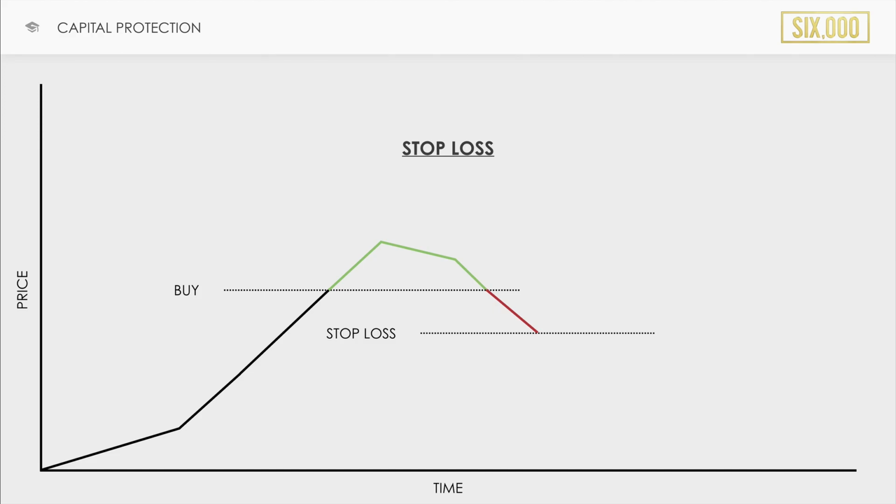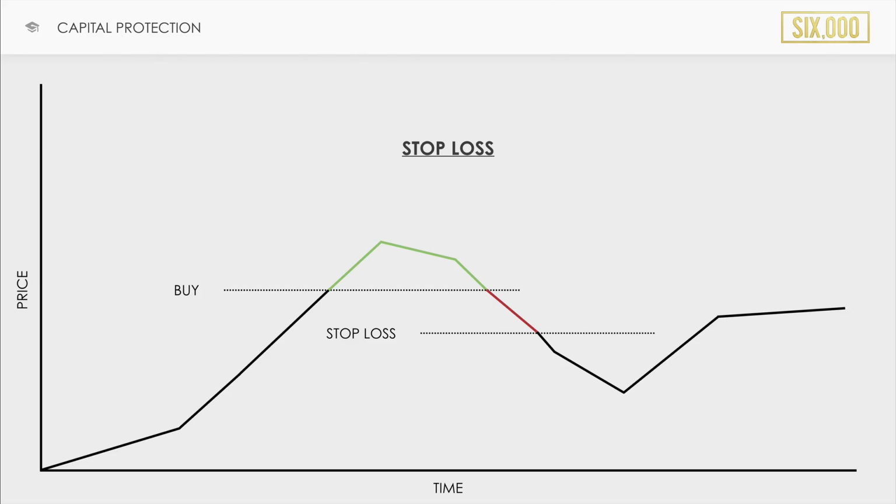So let's say it's Great Britain pound Japanese yen. You entered at 150. Your stop loss was at 160. As soon as it hit 160, you would be out of the trade. It's a losing trade, and you move on to the next one. And this is what it helps prevent. We can see that price actually dropped further before actually picking back up.